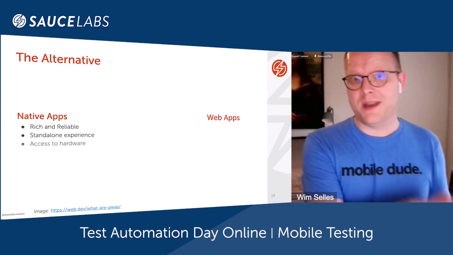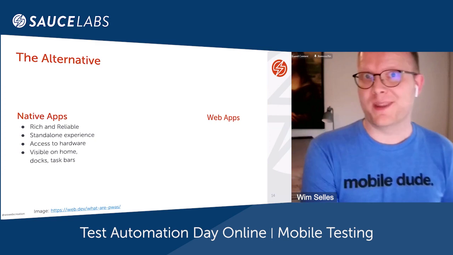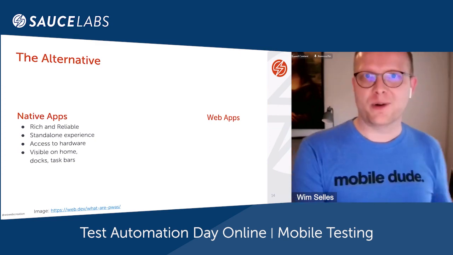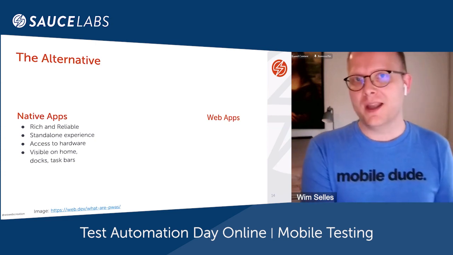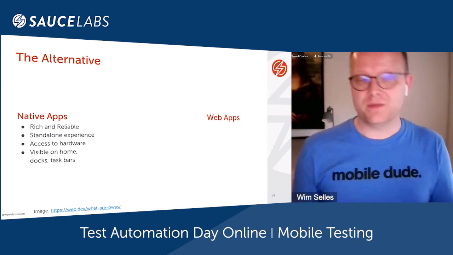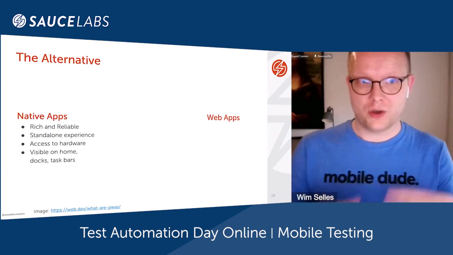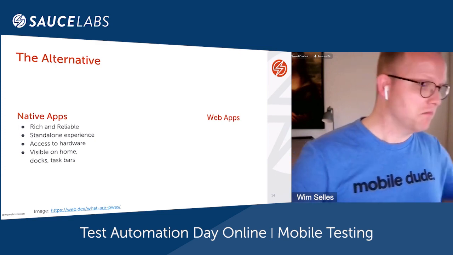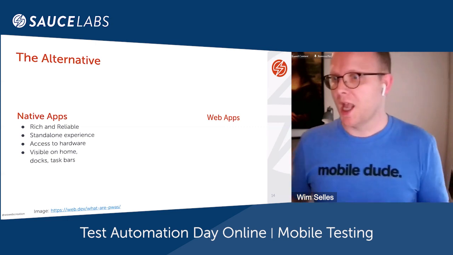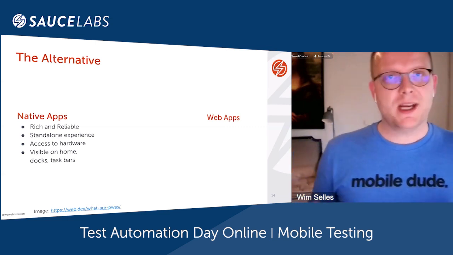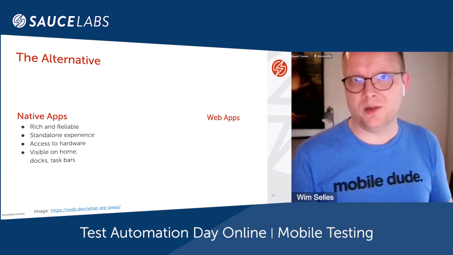If you look into native applications, you would see that they're rich and reliable. You install them on your phone, put them on your home screen or your taskbar, just to have easy access to them. The advantage of native applications is that they also have access to specific hardware on your phone, such as Touch ID, Face ID, vibrations, the camera, GPS. All those things are accessible in native applications.